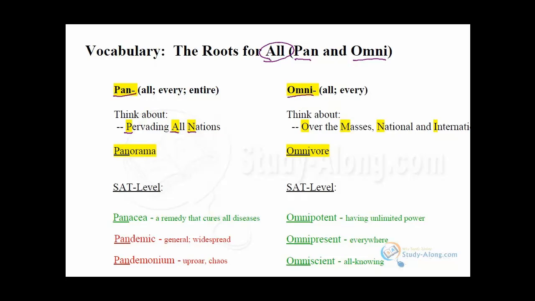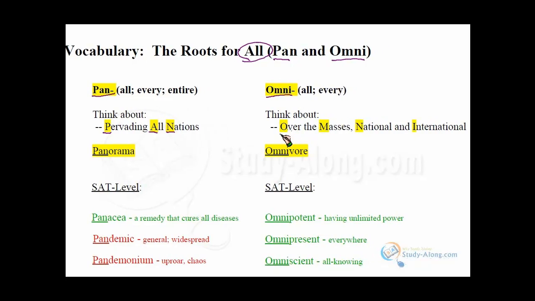Omni, same meaning, all or every. The mnemonic here, kind of a long one, is over the masses, national and international. So an omnivore is, we've seen var, we know it means eat. So an omnivore is someone who eats everything.